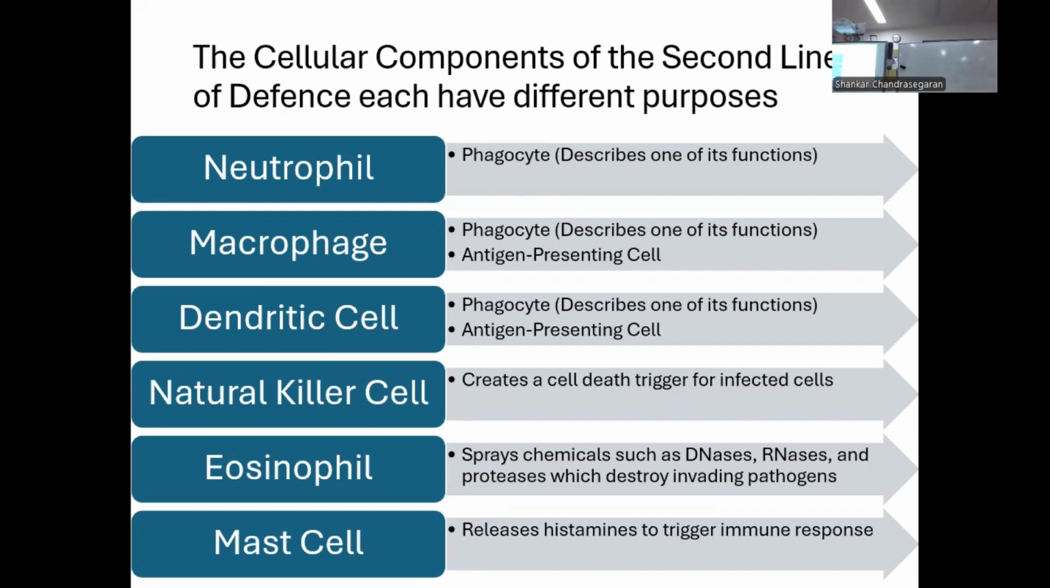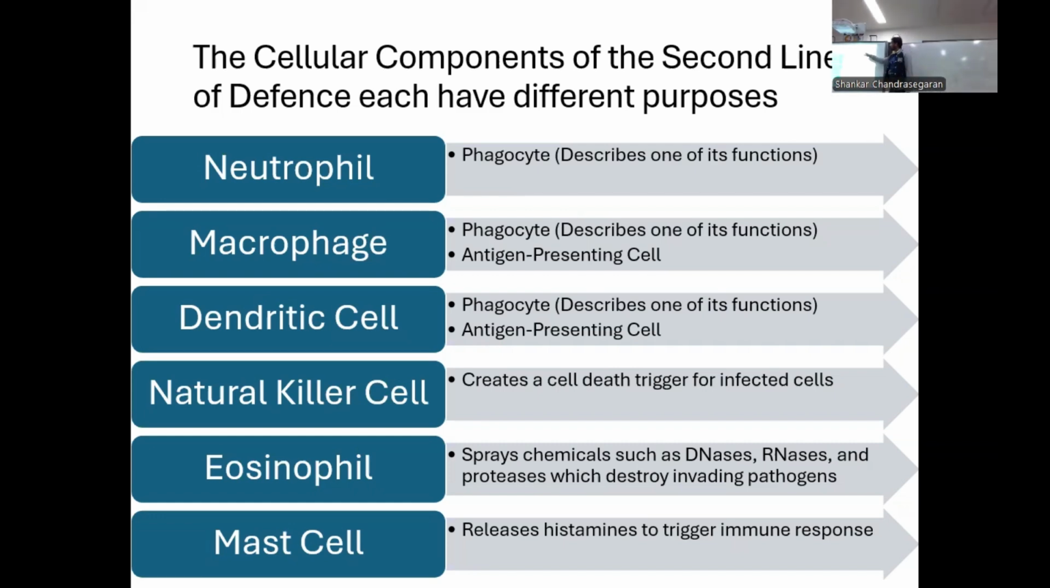This is specifically the cellular components of your second line of defense, and that includes your neutrophil, your macrophage, your dendritic cell, your natural killer cell, your eosinophils, and your mast cells. Okay, each of these cells are different in their structure, their shape, and also somewhat in their function. Especially, sorry, these three have very similar functions, while these bottom three have very different functions between them, right? So looking at the first three, we have your neutrophil, your macrophage, and your dendritic cell.